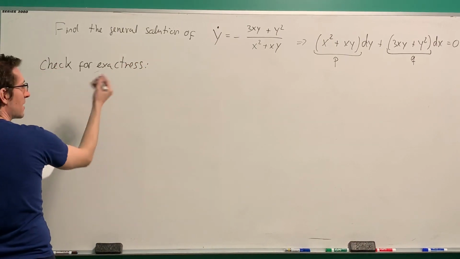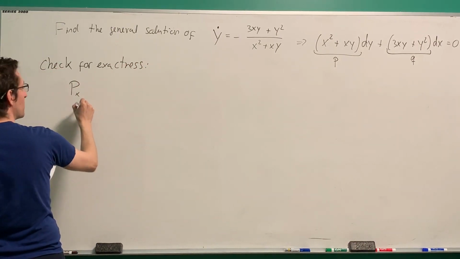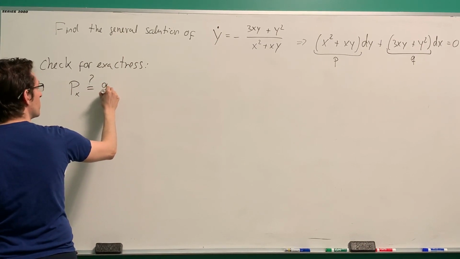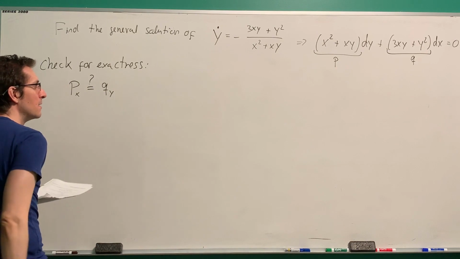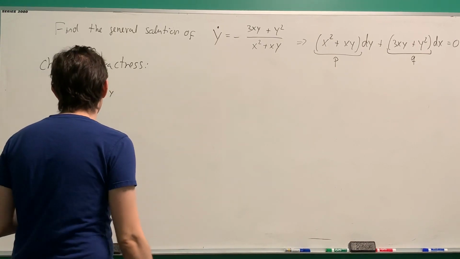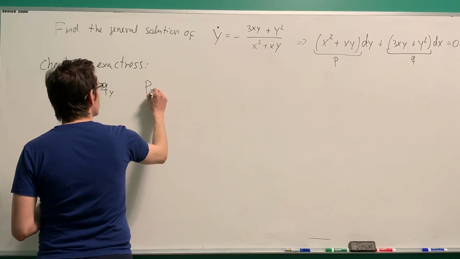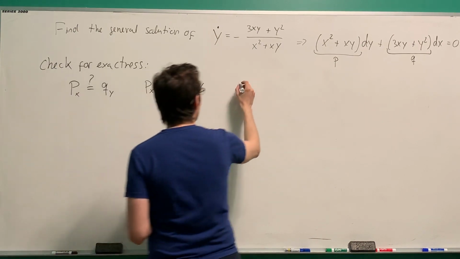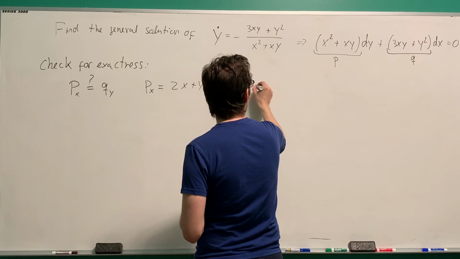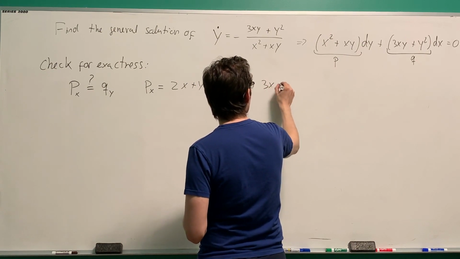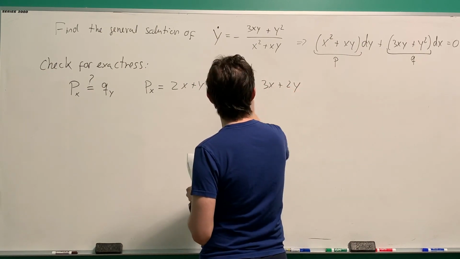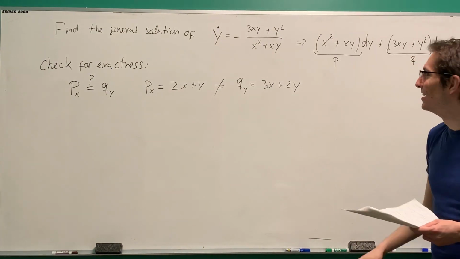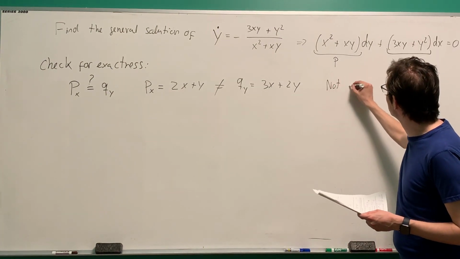So if we check exactness, this is what we are checking: p derivative with respect to x should be equal to q derivative with respect to y. Okay, let's check. So p with respect to x is equal to 2x plus y, and then q with respect to y is equal to 3x plus 2y. Oh, darn, they're not equal. So, not exact.